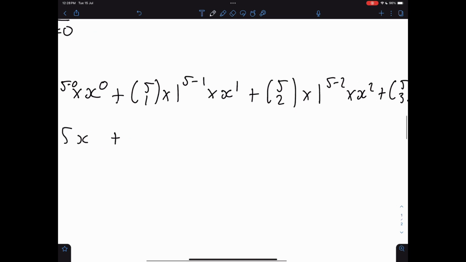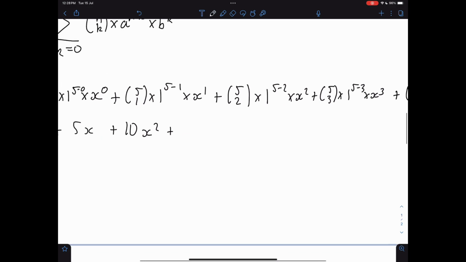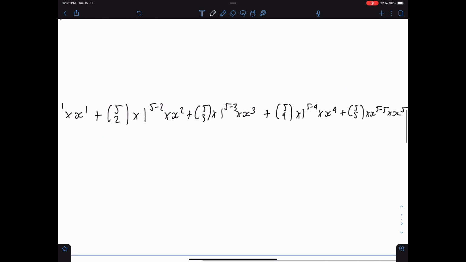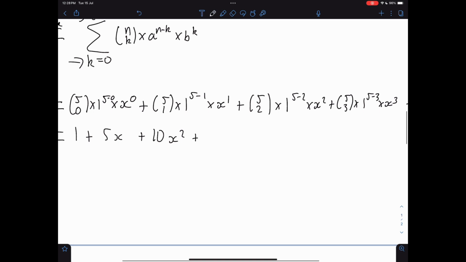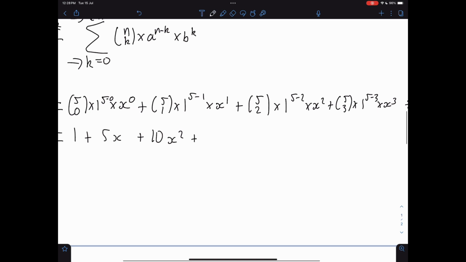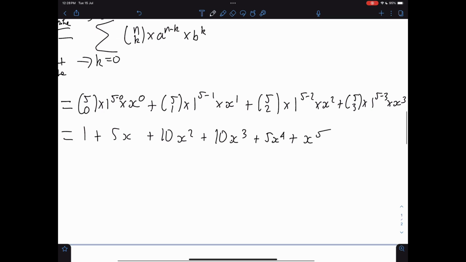Remember, our 1 is just a constant, so you can't see the powers decreasing, but it is. And then as we go along, the x powers are increasing. And if you're not sure on the values for Pascal's triangle, just type it in your calculator. You may have to click shift, but that's fine. And then so 10x cubed, then 5x to the power of 4 plus x to the power of 5.